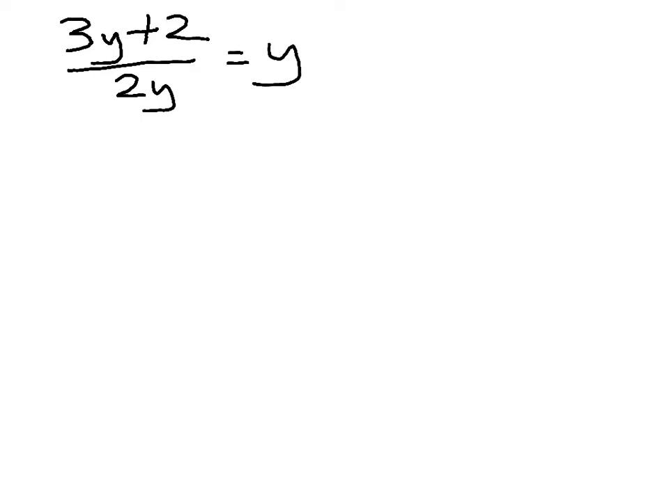Now let us go through an example of an equation where it's not really clear whether it's a quadratic equation or not. The equation that I have in mind is (3y plus 2) over 2y equals y. A quadratic equation is an equation with the general form ax squared plus bx plus c equals 0, where x has a power of 2. From this equation, it's not really clear whether y has a power of 2 or not.